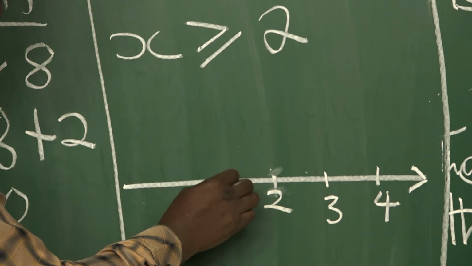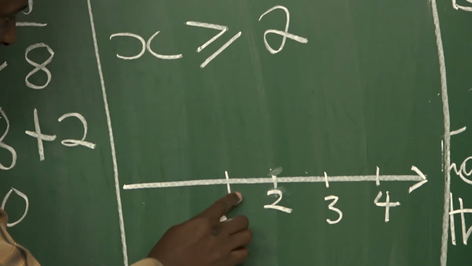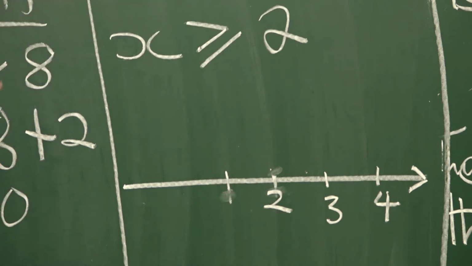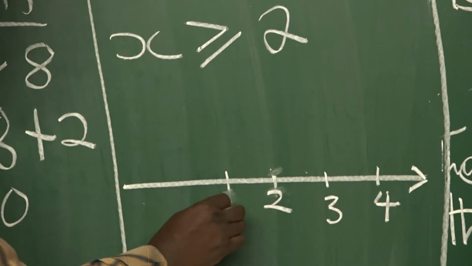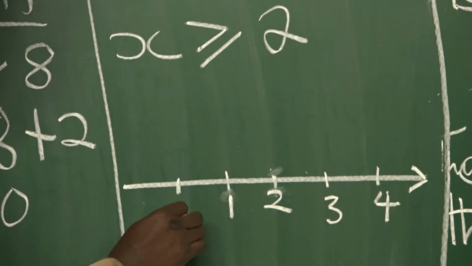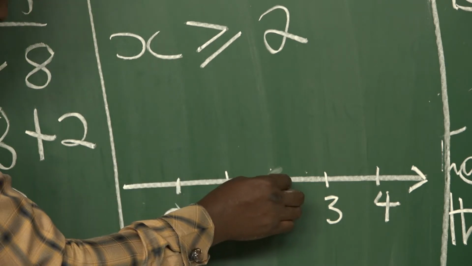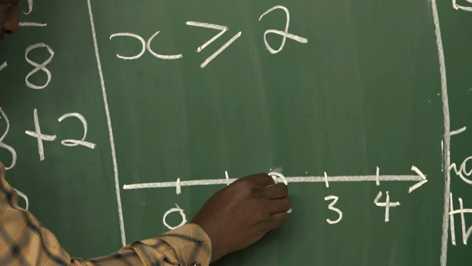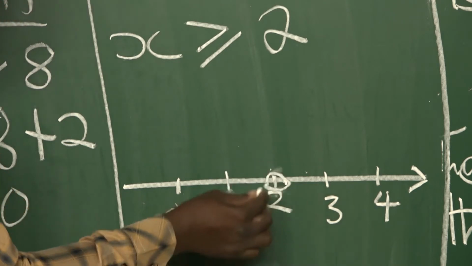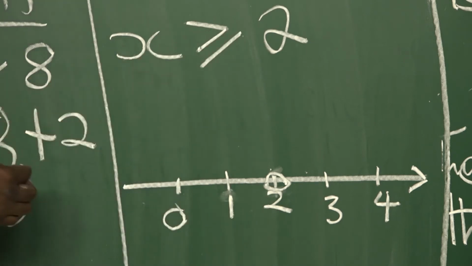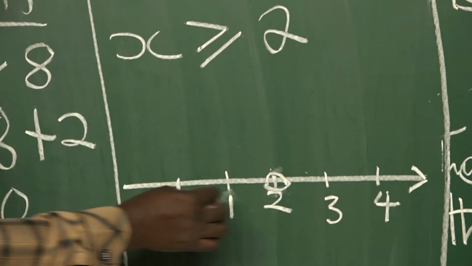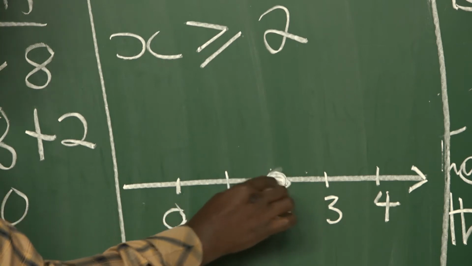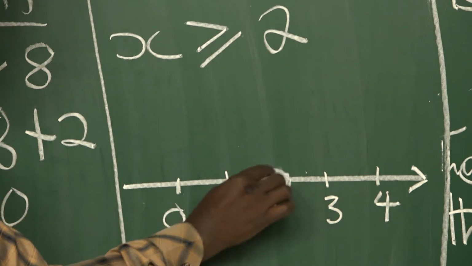Then remember we said numbers that appear on the left of a given number are less than the number. So after 2, the next number less than 2 is 1, then 0. Now we have greater than or equal to 2. You go to where you have 2, draw that circle, we said. Then because of the equality sign, the circle must be shaded very well.